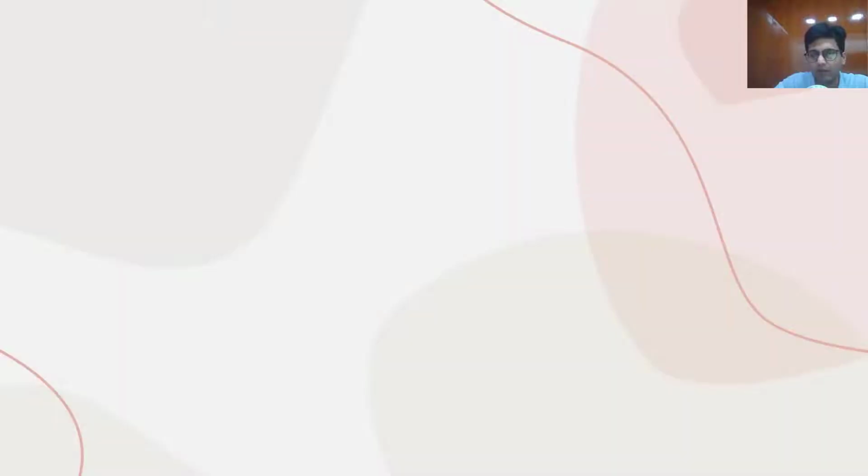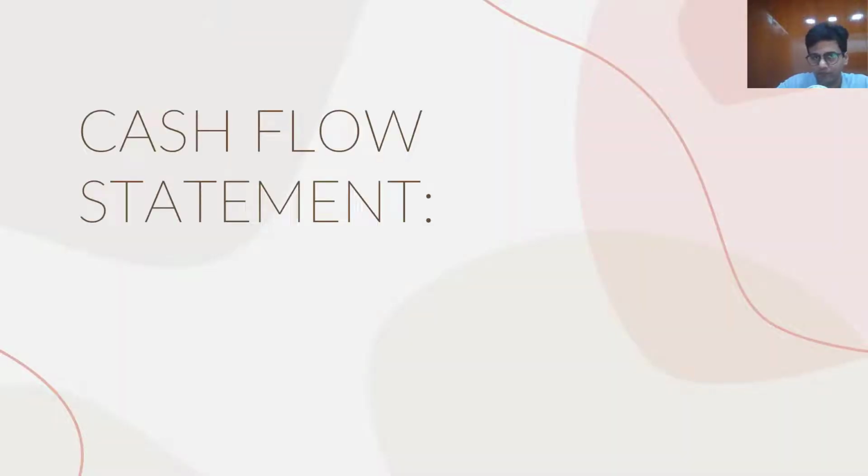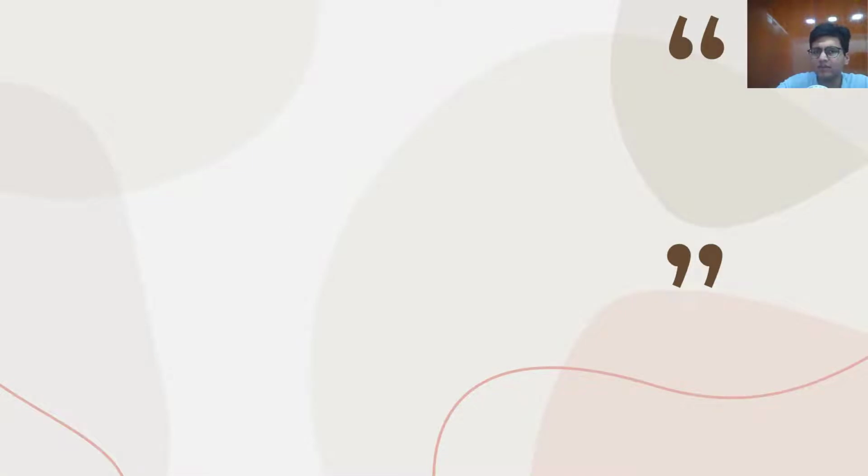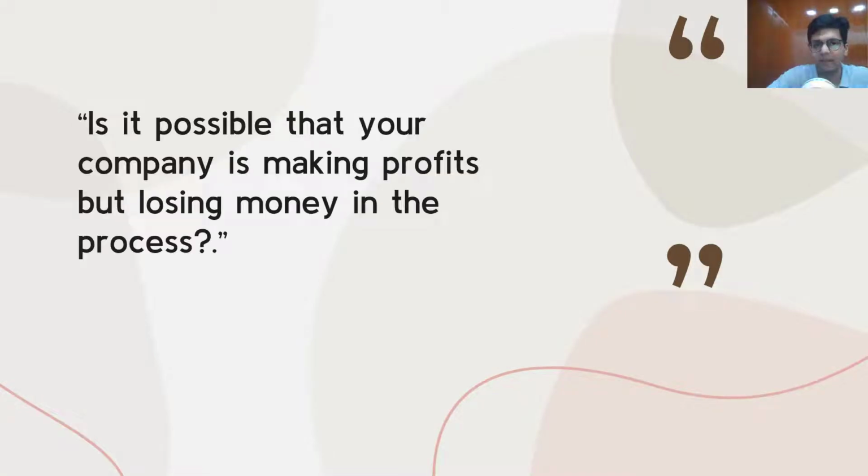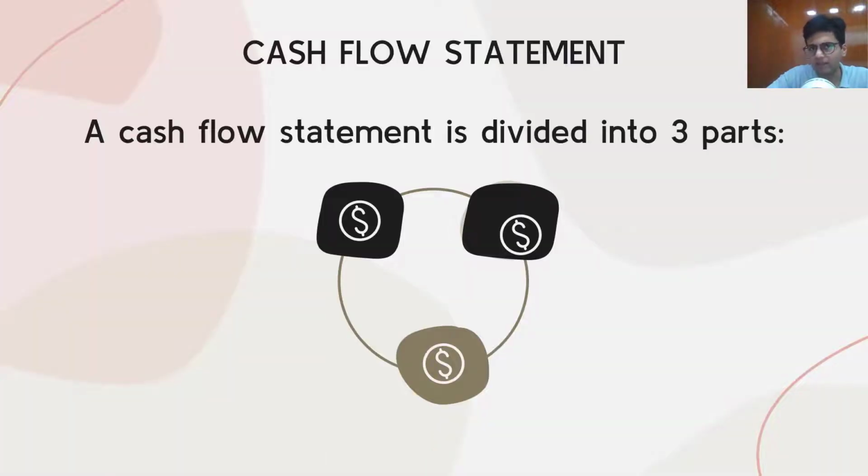So finally, we come to my most favorite financial statement, the cash flow statement. The cash flow statement actually answers a very important question: is it possible that your company or your business is making profits in the income statement, but it is losing money in the process? This is one of the most important questions which you need to answer. Now, a cash flow statement is divided basically into three parts.